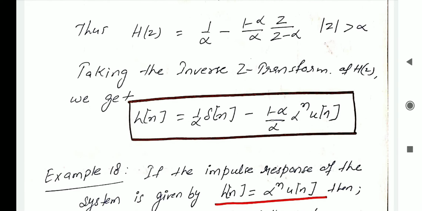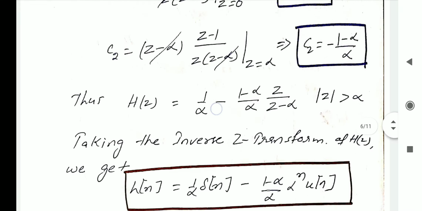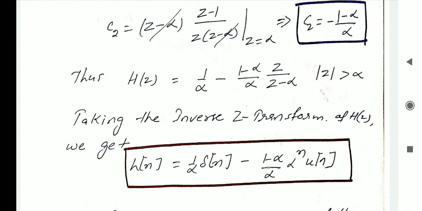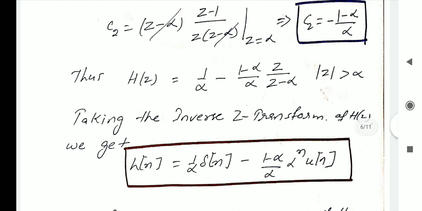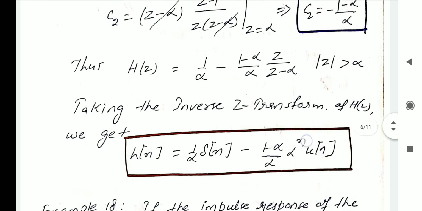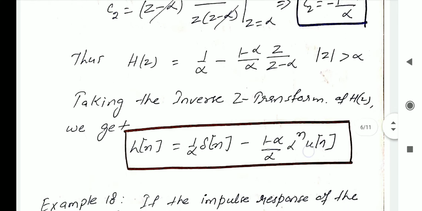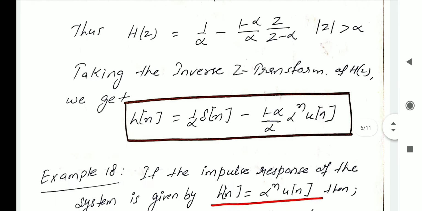Now here 1 by alpha is a constant term. We know that the z transform of delta(n) is just 1. Hence we have taken the inverse z transform of 1 by alpha as 1 by alpha into delta(n), minus (1 minus alpha) by alpha into alpha to the power n u(n). So this is the h(n) which is required.